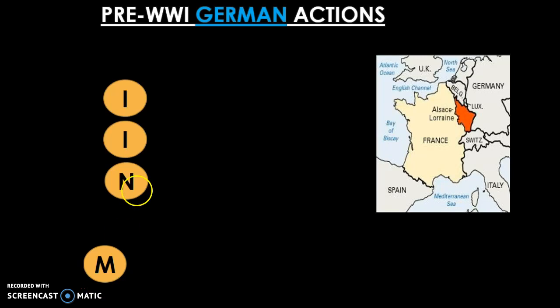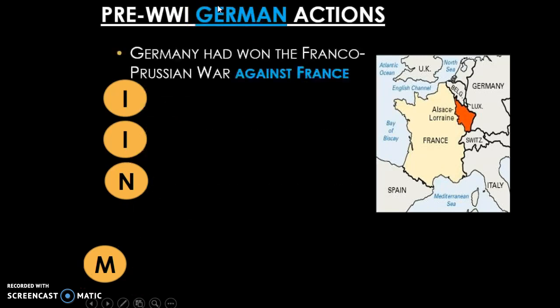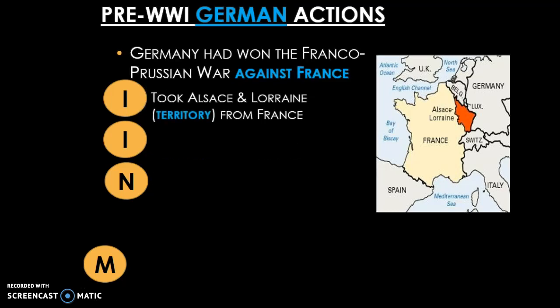So what was pre-World War I Germany doing? Well, Germany had just won the Franco-Prussian War against France. And because they had won this war, they felt like they should be able to take territory away from France.